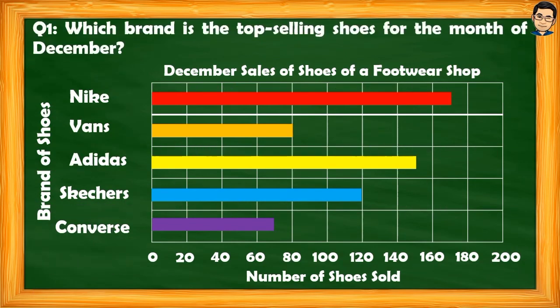So, which brand is the top selling shoes for the month of December? We are being asked which of those brands of shoes sold the most for the month of December. As you can see, based on our graph, it is clear that the brand with the most sales is Nike, because it sold 170 branded shoes for the month of December.